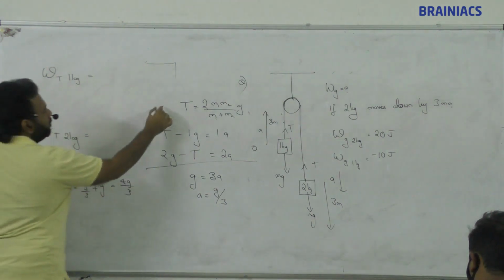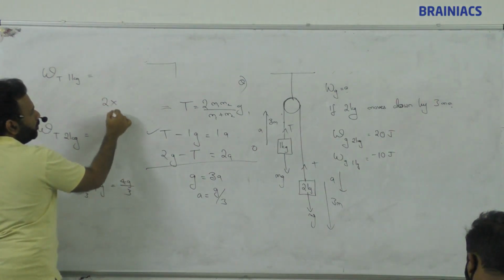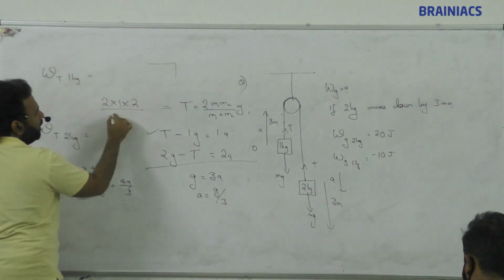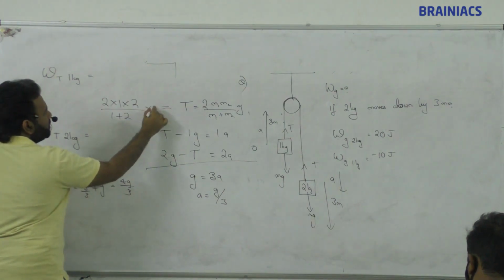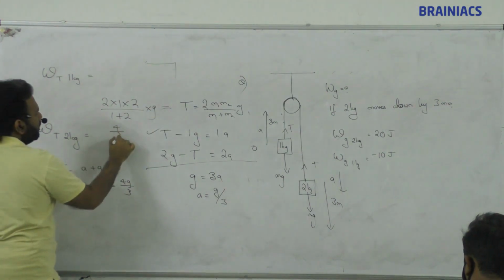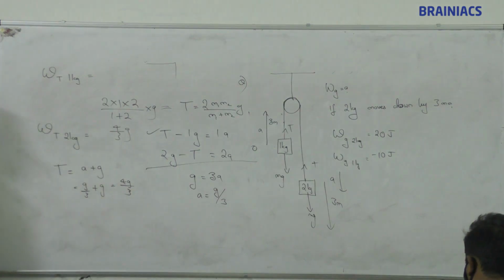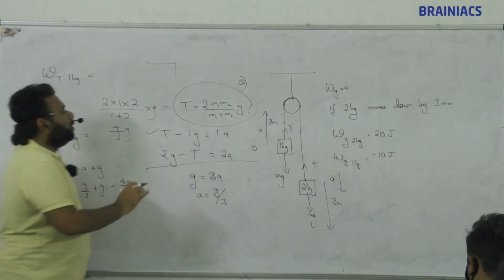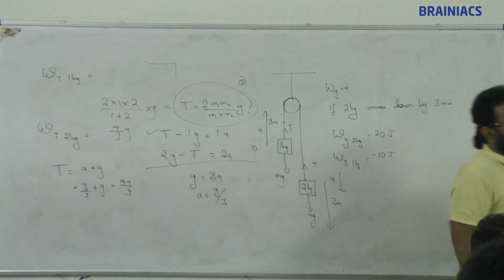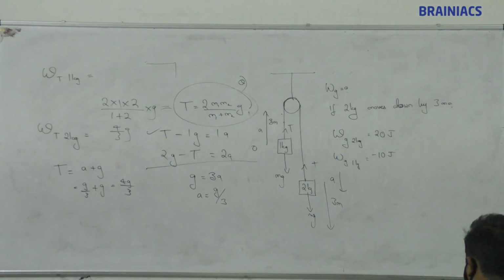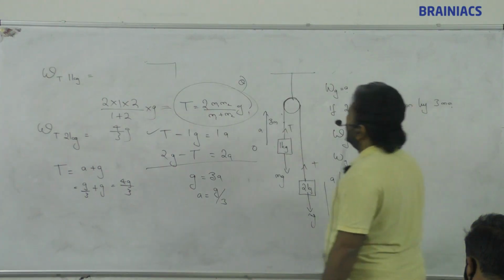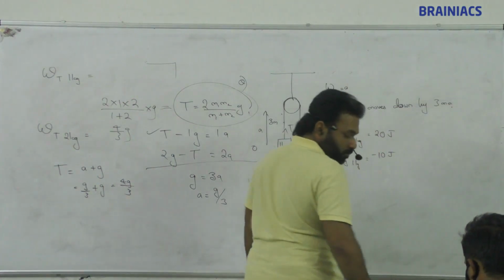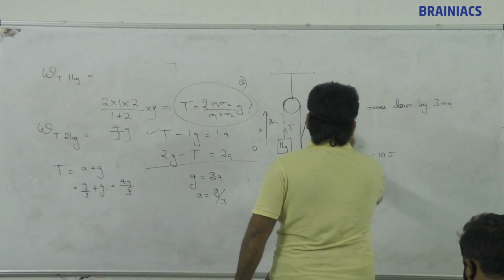Now look here, you will be getting 2 into 1 into 2 divided by 1 plus 2, into g. What is this? 4 by 3 g. Same thing we are getting, but how much time we need to spend here? So it's the same case. If you get this formula, use it. Okay, done. So we got the T value. T value is 4 by 3 g.